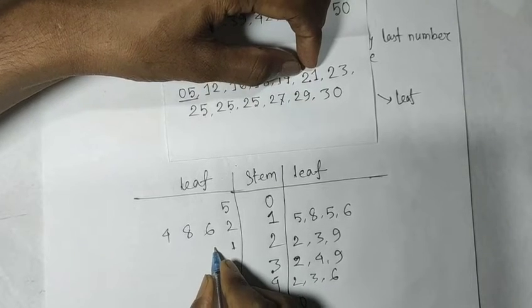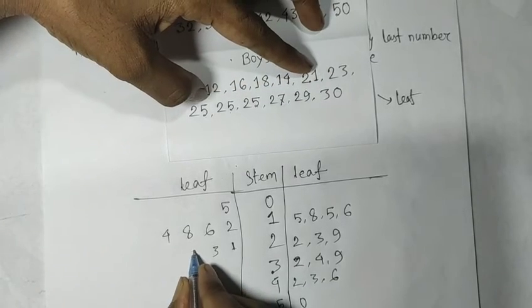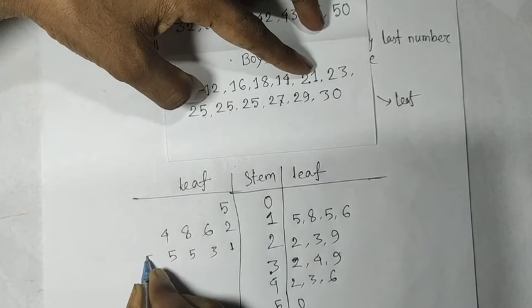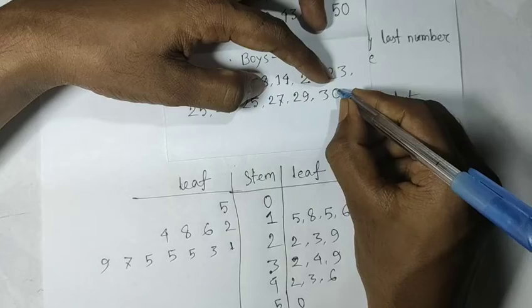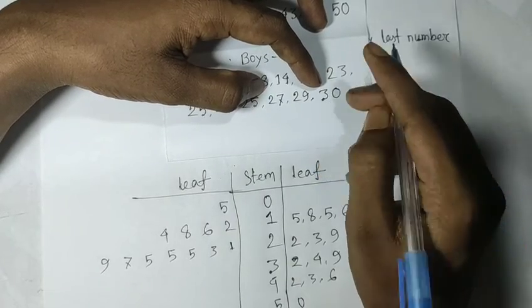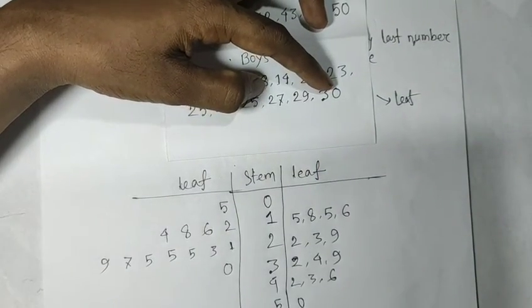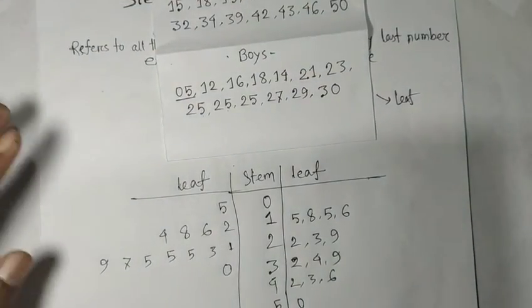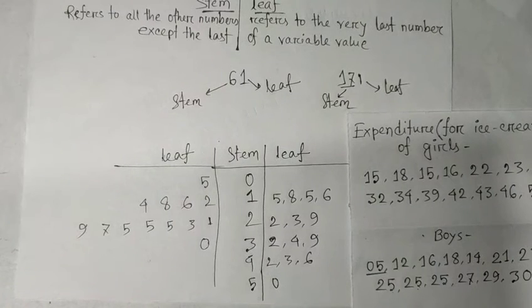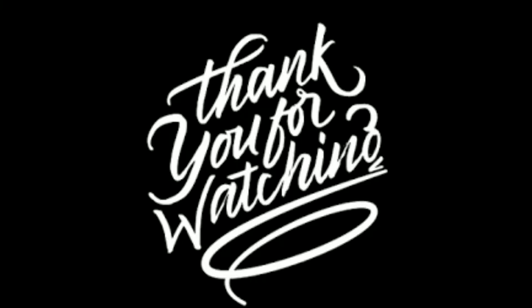Let's write it here: 1, 3, 5, 5, 5 and 7 and 9. And having stem 3, there is only one leaf, that is 0. And there is no leaf having stem 4 and 5, so we don't need to write anything here. So by doing this process we can easily make stem and leaf plots and back-to-back stem and leaf plots. In the next video we'll talk about the central tendency and its measures.